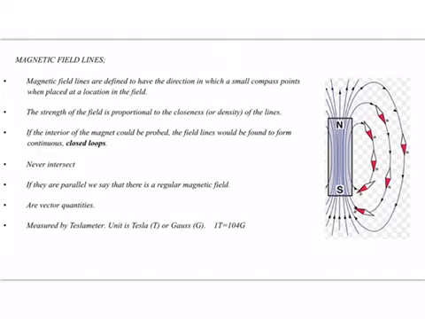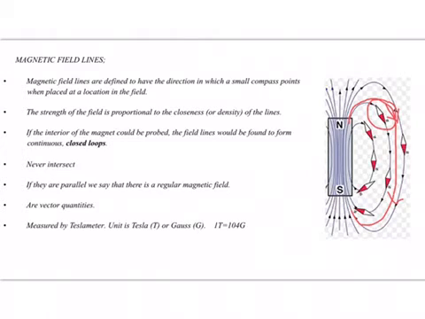The properties of magnetic field lines. Magnetic field lines are defined to have the direction in which a small compass points when placed at a location in the field. You see here that it is directed from north to south. When you put a compass in a magnetic field, the compass will point in the direction of the magnetic field, from south to north.